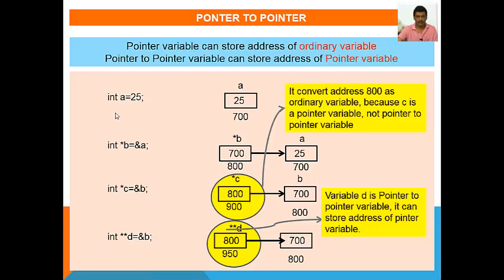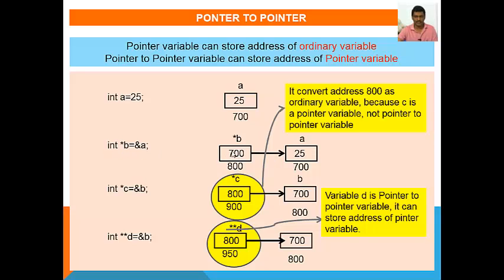For example, int a = 25. Here a is the location name, and the value is stored at location 700, which is the address of that location. Next line, int *b = &a, that is, the address of a. What is the address of a? 700. 700 is assigned to b. b is a pointer variable, so it can hold the address of an integer variable. Here we assign the integer variable's address to b, so 700 is stored as an address, that is, it points to a.